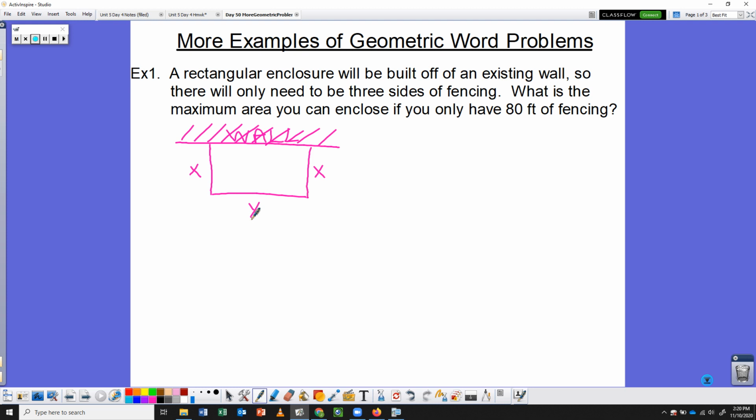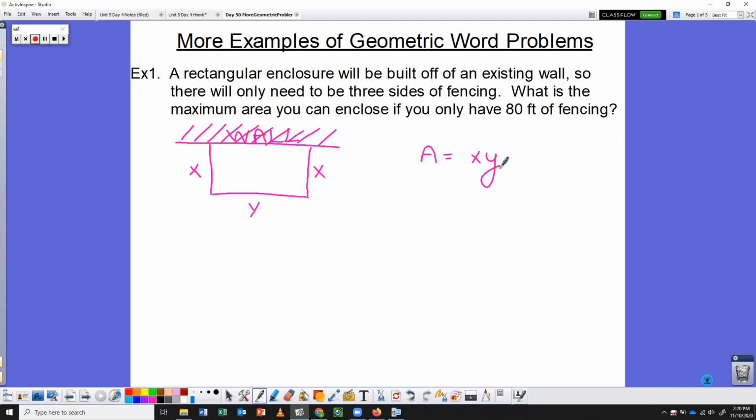One of the things that we know about this problem is that the area of this rectangle would be length times width, so x times y. The trouble is I can't solve a problem that has two letters in it. So x times y, I wouldn't even be able to plug it in my graphing calculator.